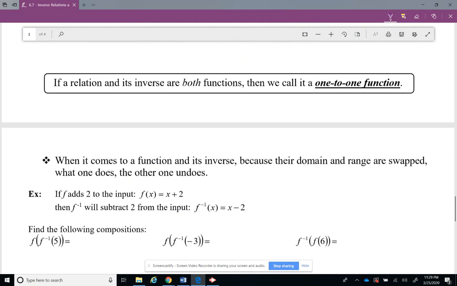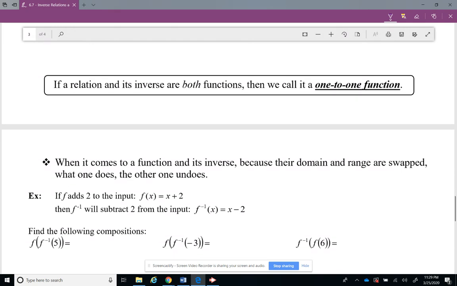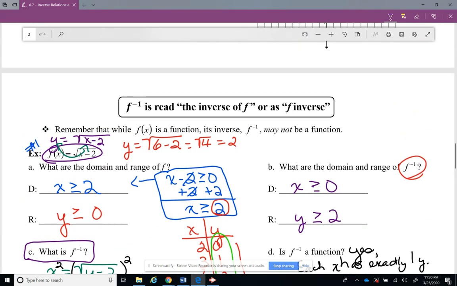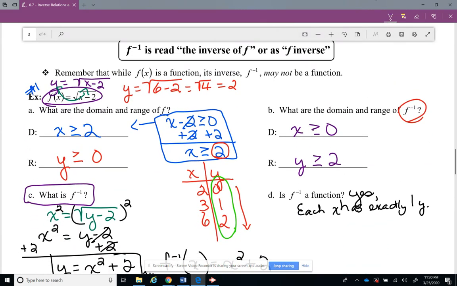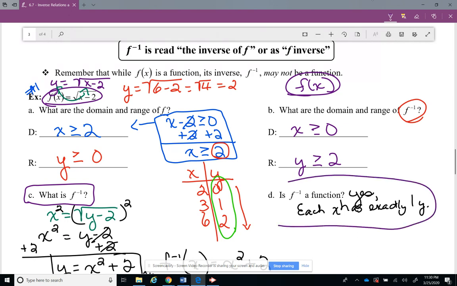All right, let's go to the next example. Before we do, at the very bottom of this page, and I said this yesterday, if a relation and its inverse are both functions, then we call it a one-to-one function. All right, so let's go back up to the top. We looked at the first one, and it said it was a function. Because it said f of x, that means it was a function. So the original was a function. And then when we got down to the inverse, it was a function. So that's a one-to-one function. It's kind of like, okay, this one's a function and this one's a function. So it's called one-to-one function.